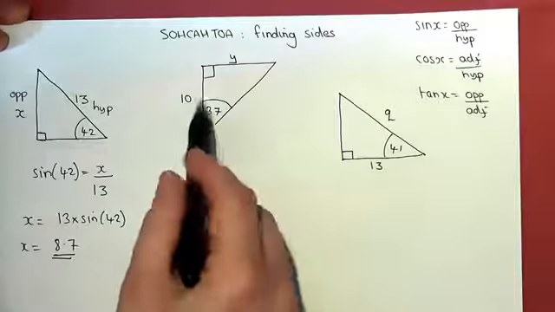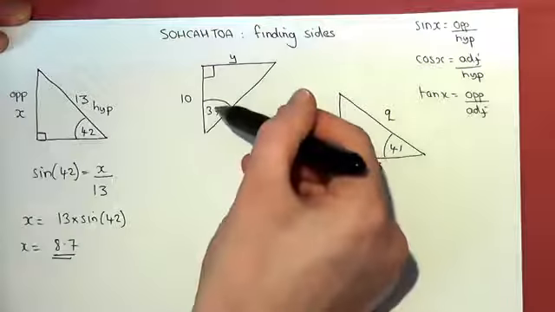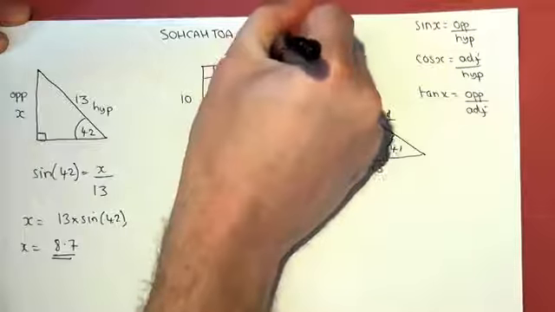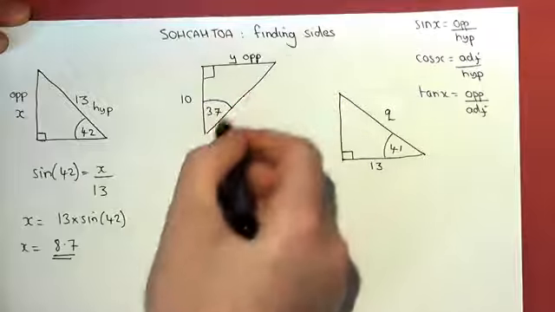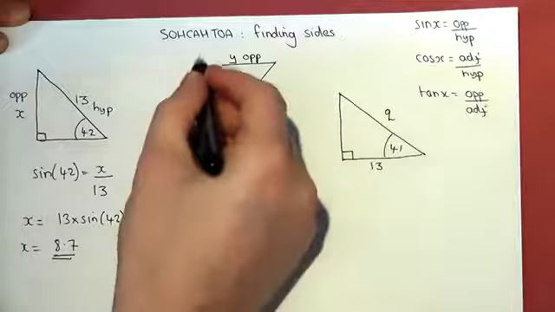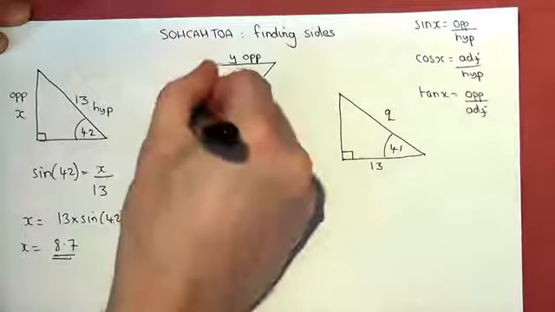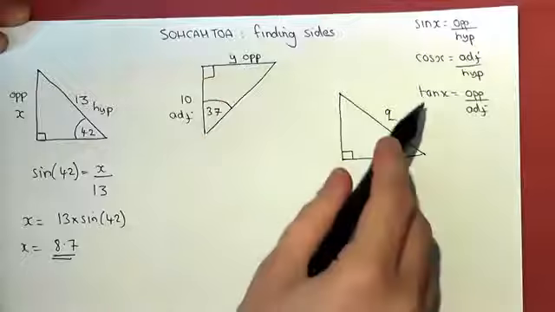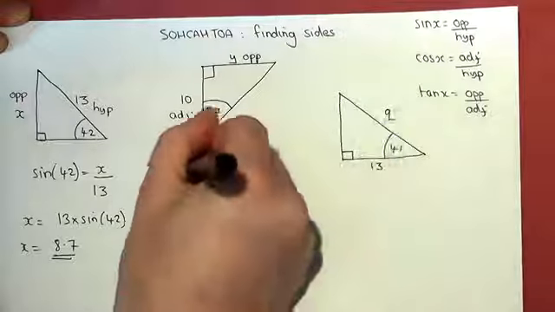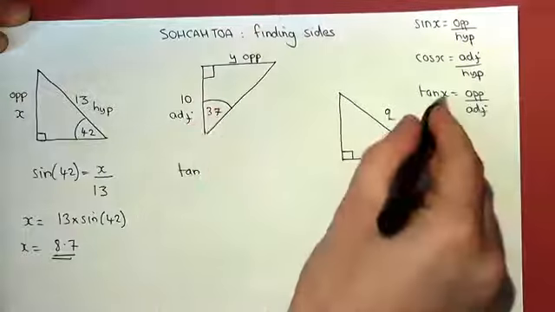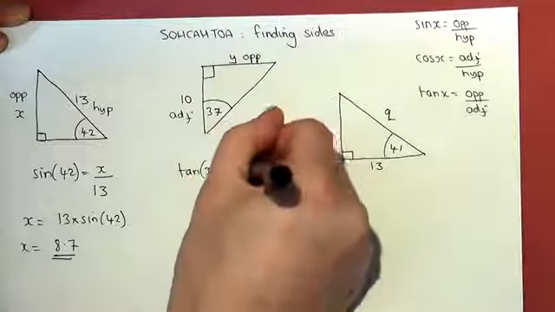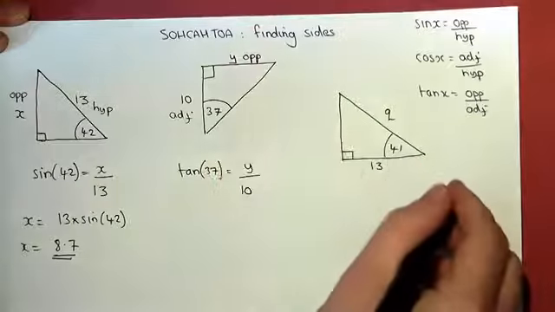Okay, the second one. We have a known and an unknown. Now the unknown y is opposite the angle, so that's the opposite. Whereas the 10, it's not the hypotenuse, it is next to the angle, it is the adjacent. So again, adjacent opposite is tan. So tan of the angle 37 equals opposite y over the adjacent.